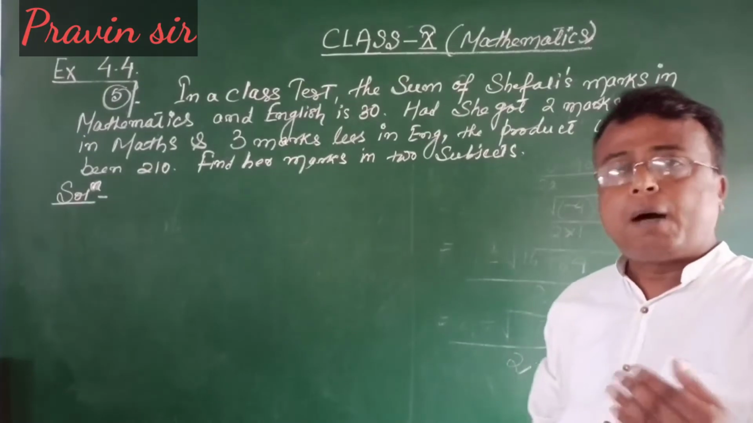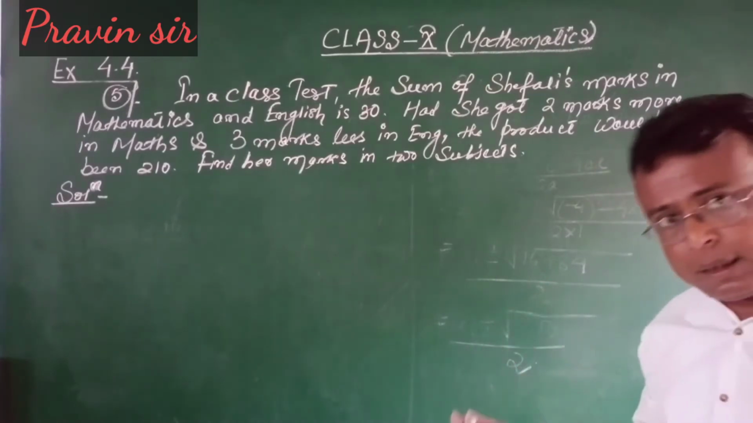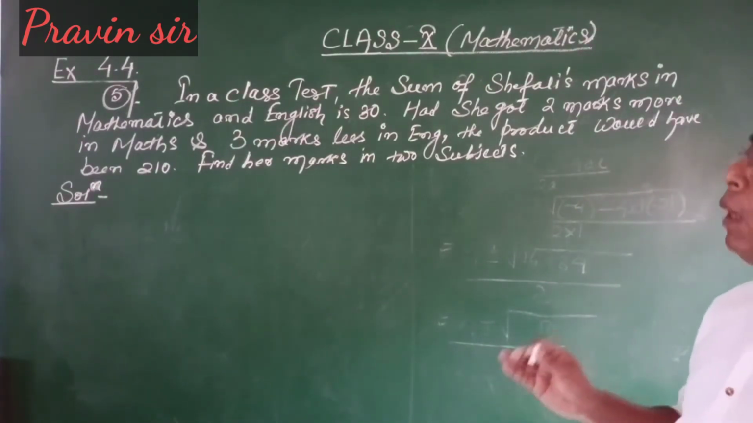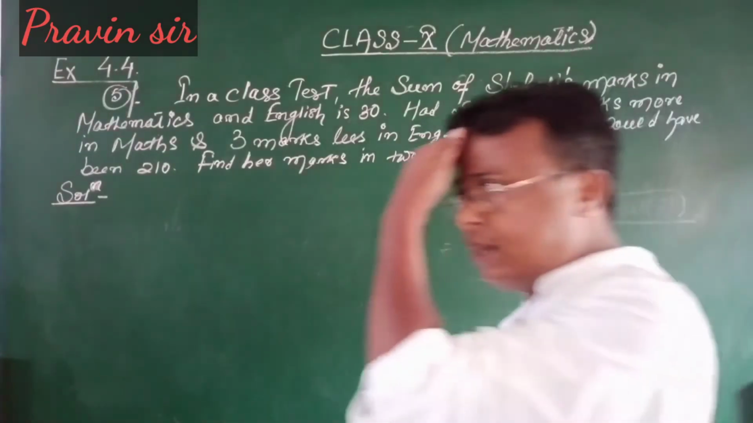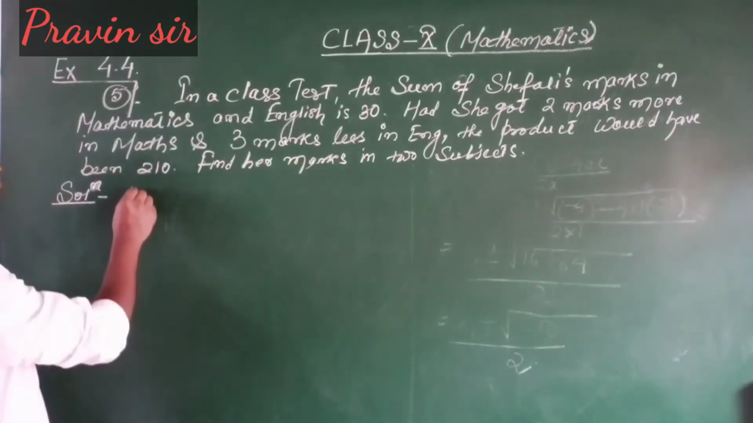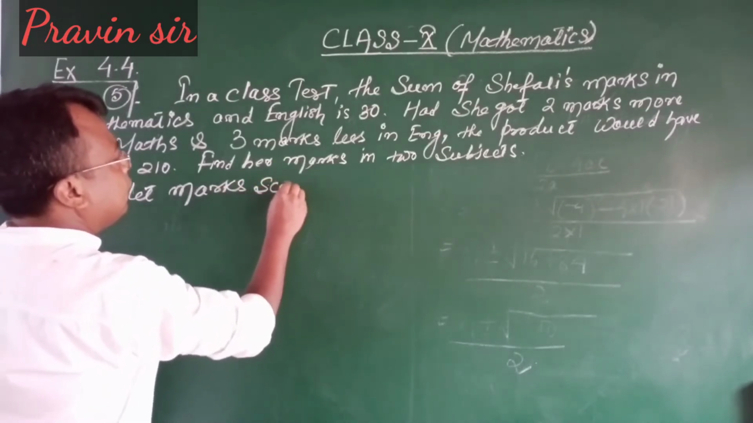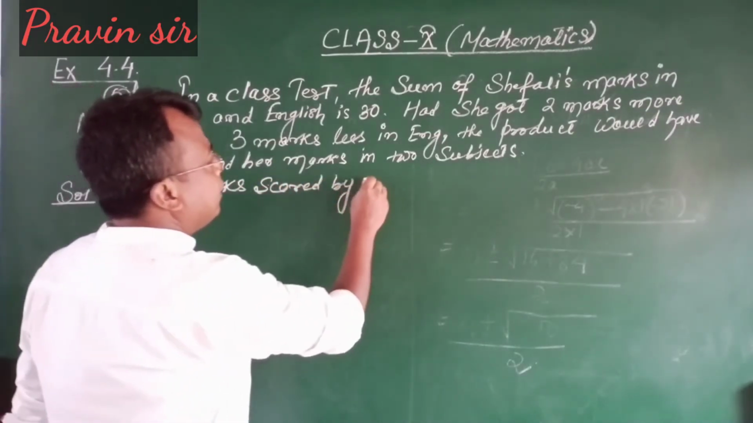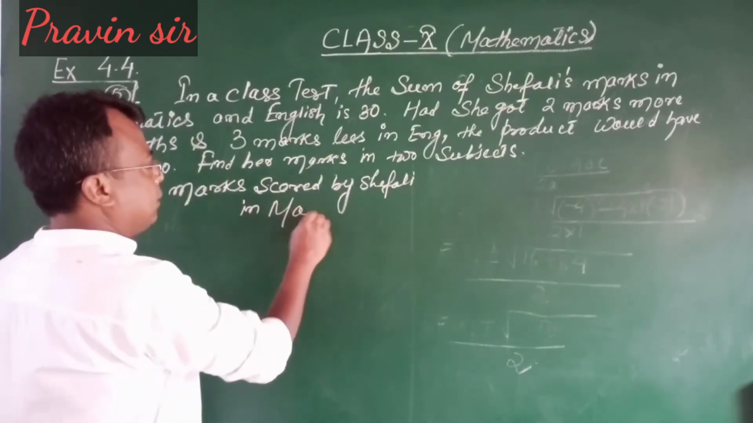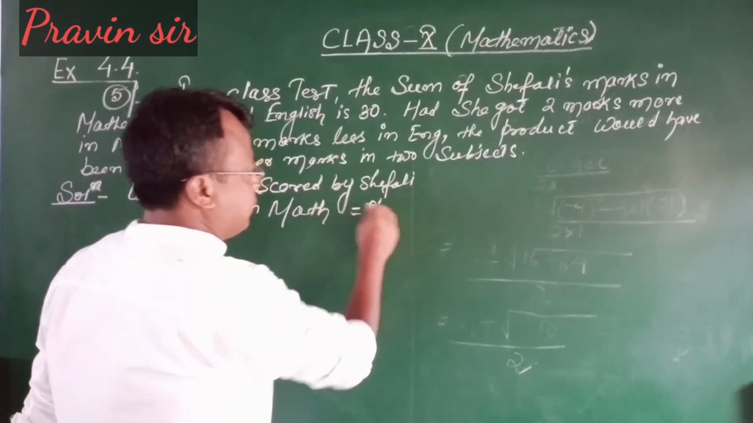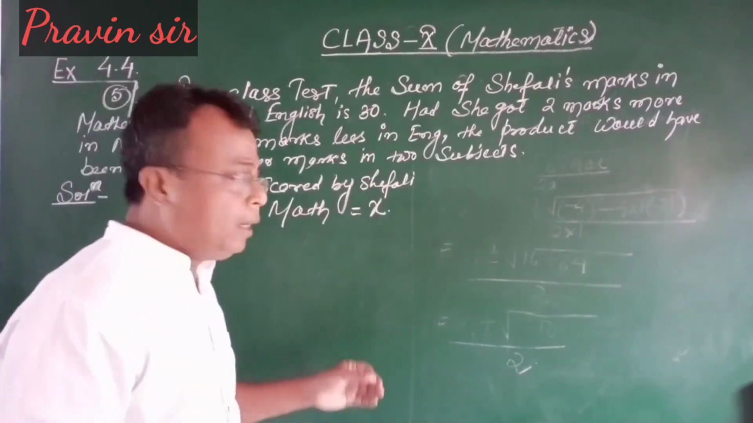So in this question, first of all you have to suppose either marks scored by Cephali in mathematics as x, or either you can suppose marks scored by Cephali in English as x. It is your choice. Okay. So here in this question, what I am going to do, I will suppose let marks scored by Cephali in mathematics, in maths, is equal to what? X.